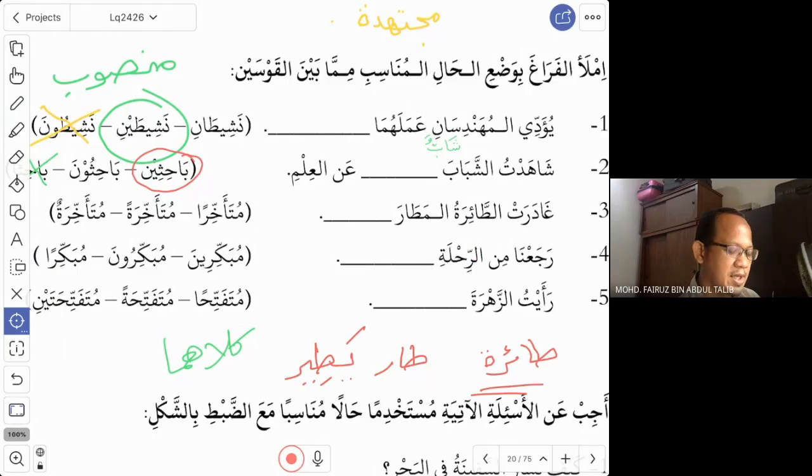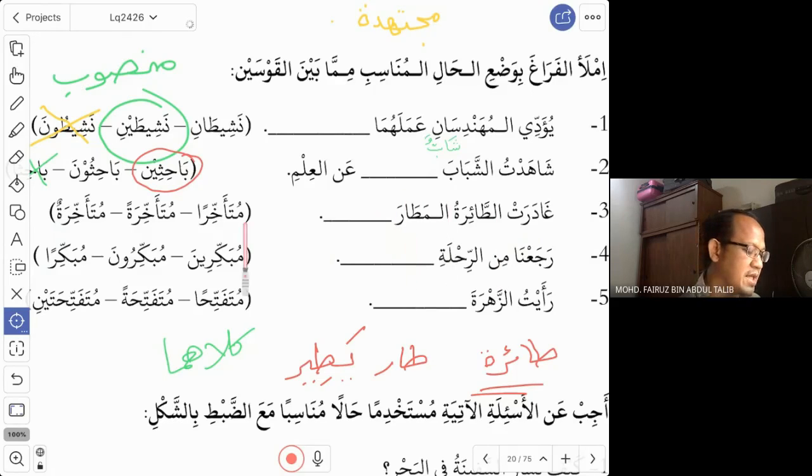The plane ghadara is departed. So the plane departed the airport. So now we want to mention a hal. But is it the hal for the fa'il, the plane, or is it the hal for the airport, matar?